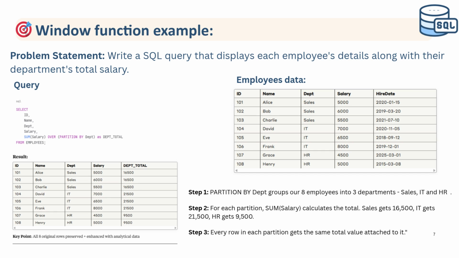Notice we still have all 8 original rows with their individual details intact, but now each row also knows its department's total salary. Key insight is, this is the power of window functions. They give you both individual detail and group level insights in a single query, without losing any data.